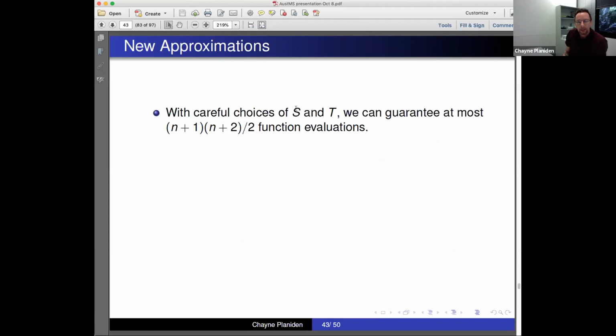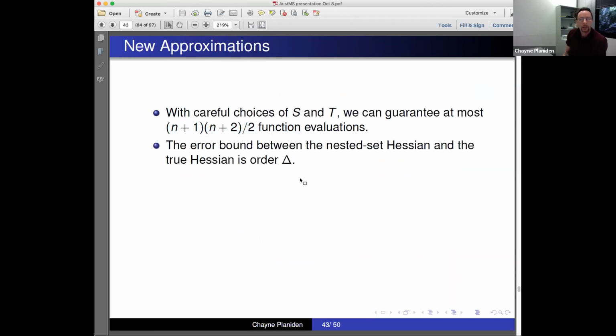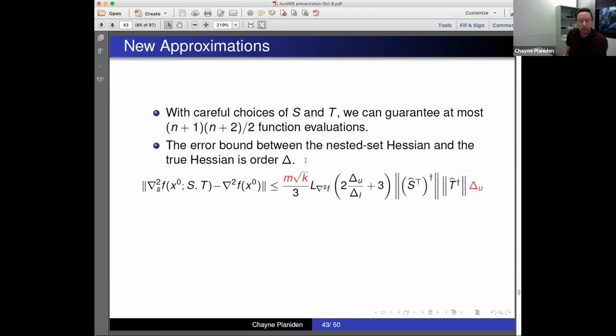And then you calculate an error bound. You can make some careful choices of your two sets and get the number of function evaluations down to this minimum number. And then we find an error bound that is on the order of delta. We don't get delta squared this time because it's second order information. But we get an order delta approximation of the true Hessian. Again, it's dependent on the number of points that you use. And for the Hessian, now we need the Lipschitz constant of the Hessian.